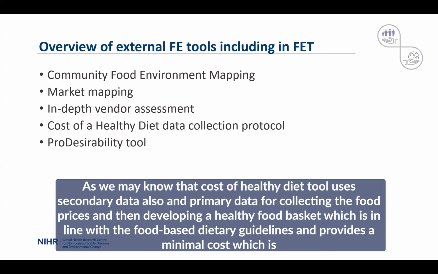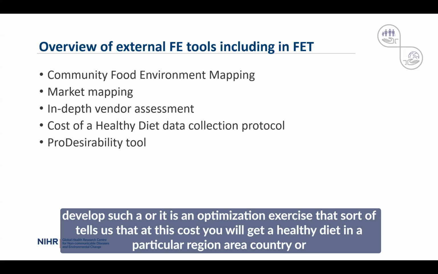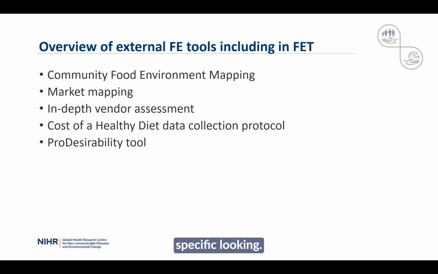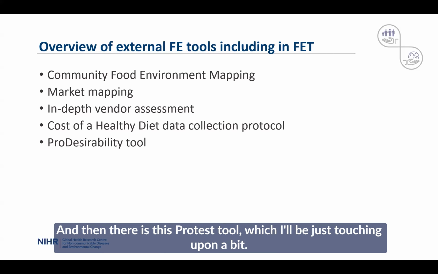As we may know, the cost of healthy diet tool uses secondary data and also primary data for collecting the food prices and then developing a healthy food basket, which is in line with the food-based dietary guidelines and provides the minimal cost that will be incurred. It is an optimization exercise that sort of tells us that at this cost you will get a healthy diet in a particular region, area, country, or specific locale. And then there is this PRODES tool, which I'll be just touching upon a bit.